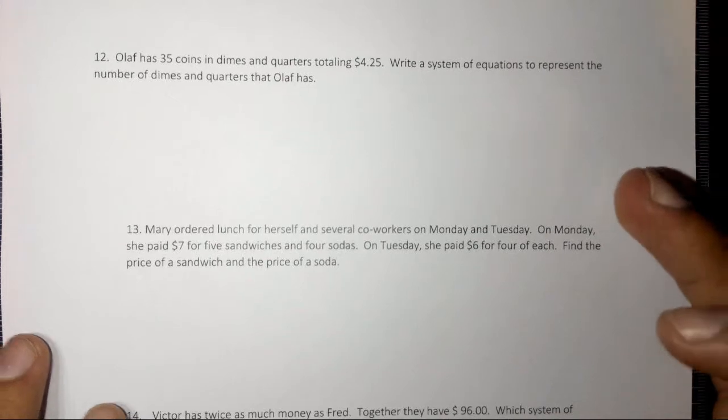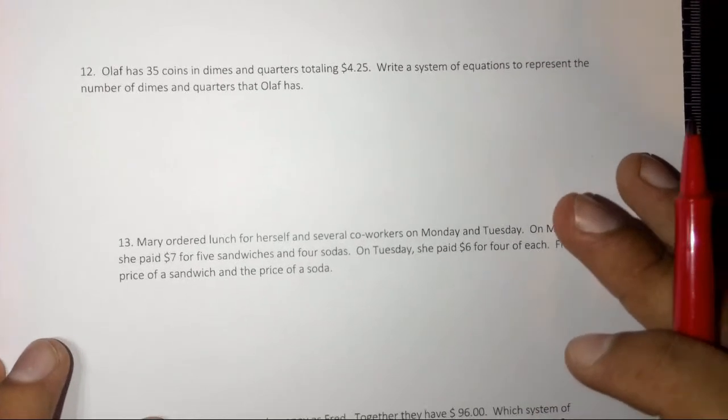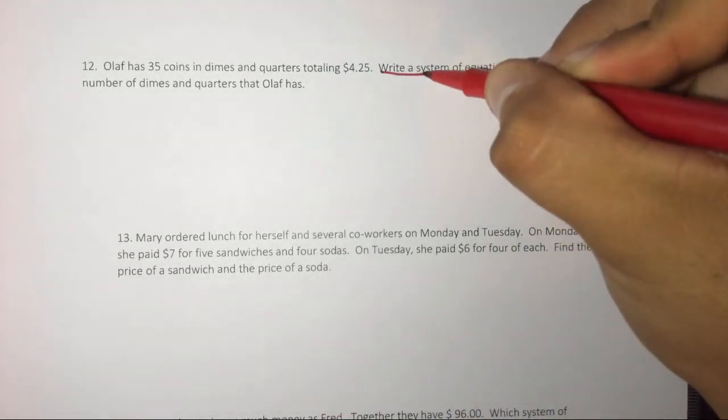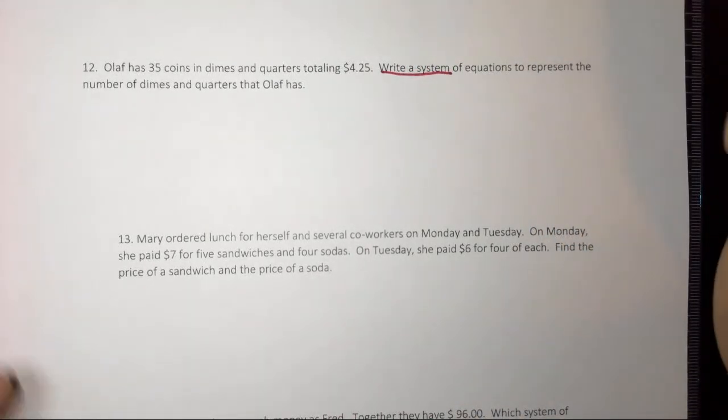Alright, number 12. These are probably some of my favorite equations as well. The coins ones. Just because they're so easy once you get the hang of them. We have Olaf has 35 coins in dimes and quarters, totaling $4.25. Write a system of equations to represent the number of dimes and quarters that Olaf has. So notice that it does not say solve anywhere on this. So all we have to do is just set it up, or in other words, just write the system. And then that's it. We're not going to solve.